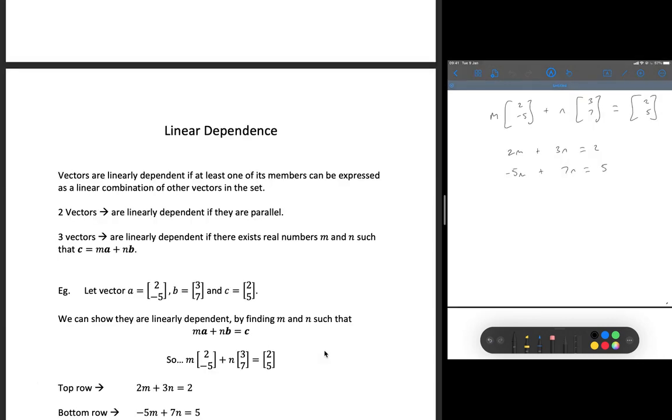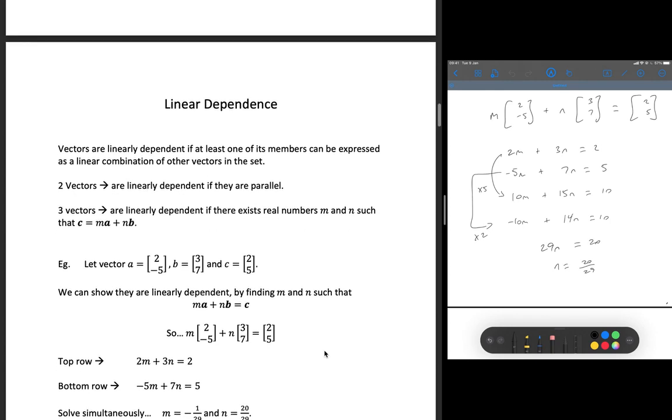So I can solve these simultaneously. I'm going to multiply the top equation by 5. So I get 10M plus 15N equals 10. And I'm going to multiply the bottom equation by 2. So I get -10M plus 14N equals 10. What we're doing here is ensuring that the M coefficients have the same magnitude, not necessarily the same sign, so that I can eliminate them. So if I then add those two equations, the M's go away, I get 29N equals 20, N equals 20 on 29. Let's see if that's correct.